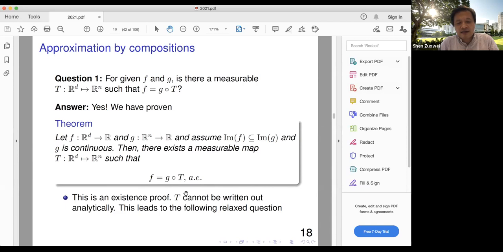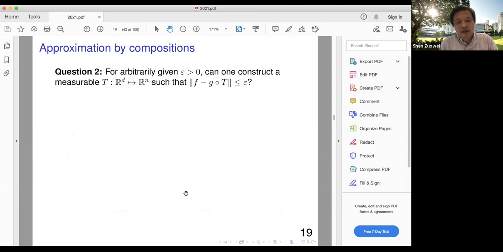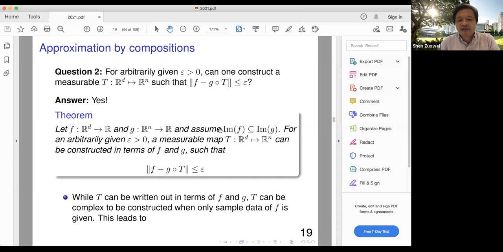If we ask another question: given epsilon, can we construct a measurable T such that the error is smaller than epsilon? The answer is also yes. The condition is even weaker. You just need the range of G to cover the range of F, and for any epsilon, you can have a measurable T. This one you can construct. Yes, the T is constructive. Basically, you're given the F, I can write out the T.